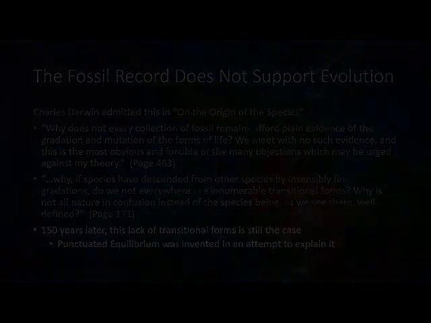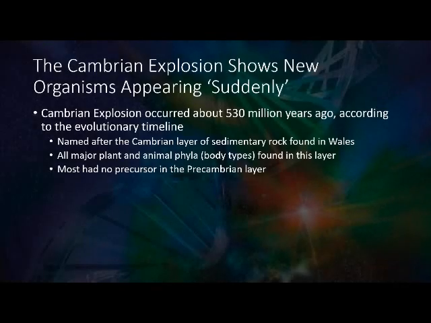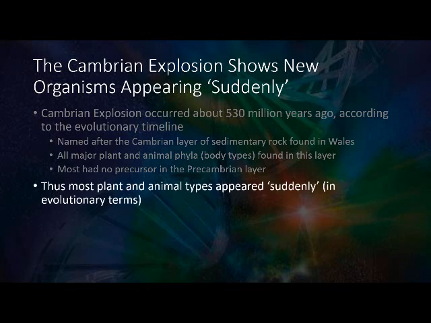Finally, there is the Cambrian explosion that shows in the fossil record, and Darwin was even aware of this. It supposedly occurred about 530 million years ago, according to the evolutionary timeline, and it's named after the Cambrian layer of sedimentary rock that's been found in Wales. Interestingly, all the major plant and animal phyla, that is body types, are found in this layer, and most had no precursor in the supposedly older Precambrian layer below it. Thus, the comment is that these animal and plant types appeared suddenly.